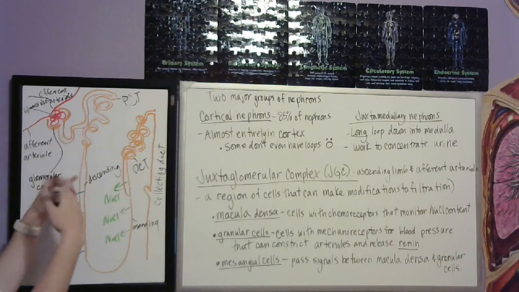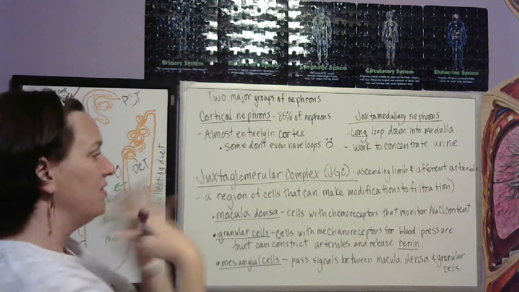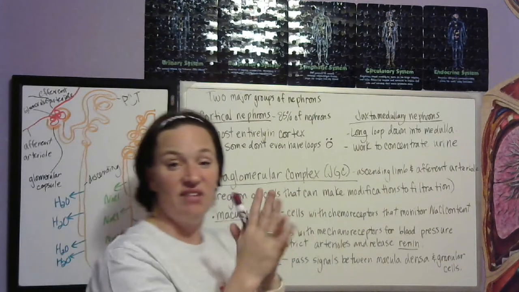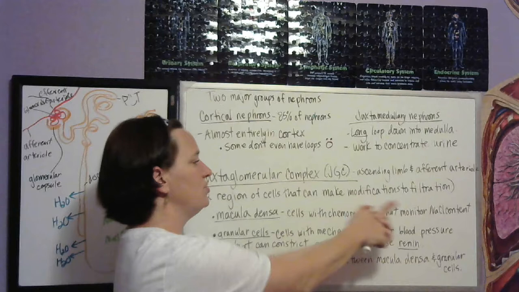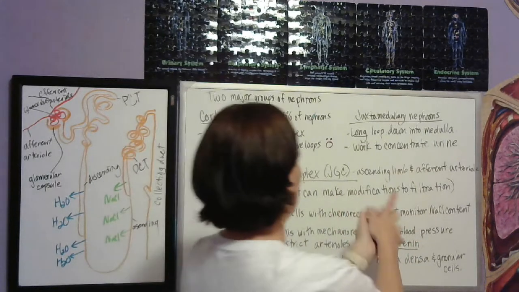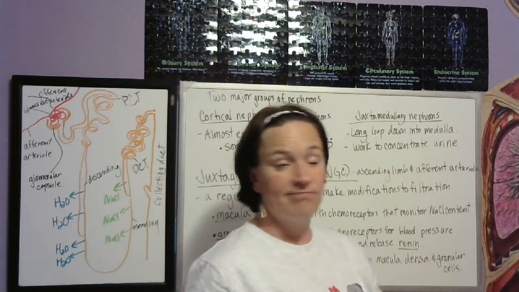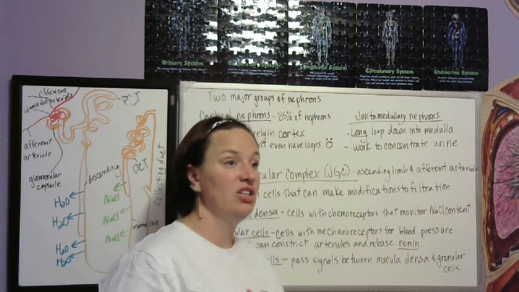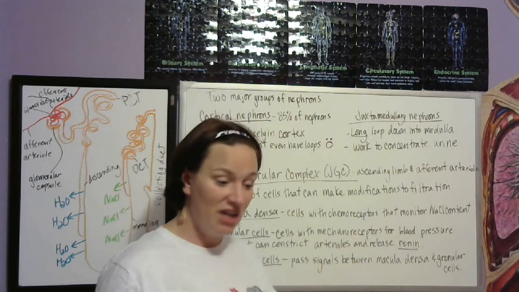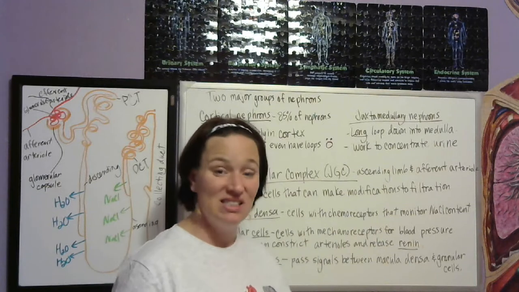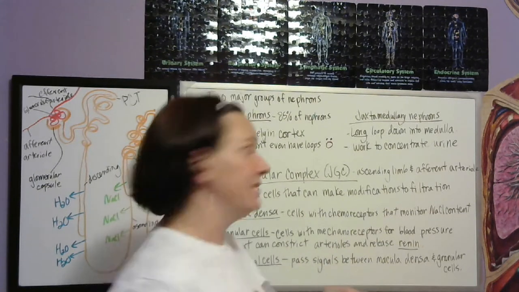So this ascending limb up against the glomerulus next to it have these complexes, and they have these three different types of cell that help to make modifications to the filtrate. Why would you want to make modifications to the filtrate? Homeostasis. You're constantly looking at the balance of all sorts of different solutes and all sorts of different ions and all sorts of different gases. So you have lots of different cells that are monitoring different things.